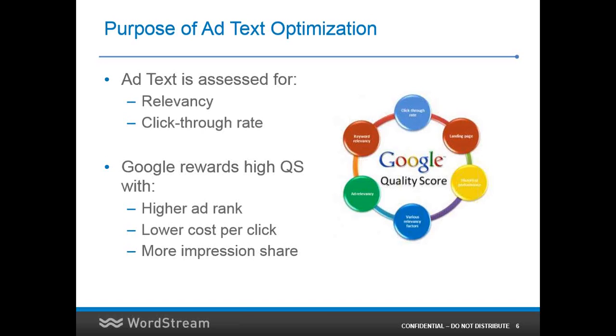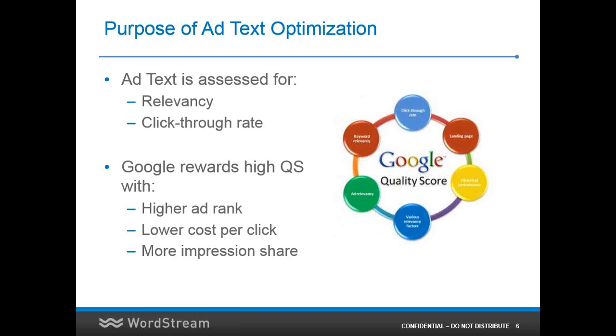Google is the world's most popular search engine because users really trust that it delivers relevant results. To maintain this status, Google encourages advertisers to provide their searchers with relevant material. And as an incentive, Google rewards these relevant advertisers with high quality scores.